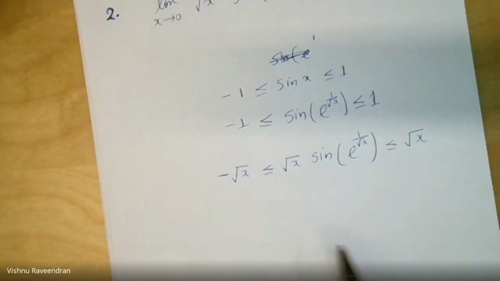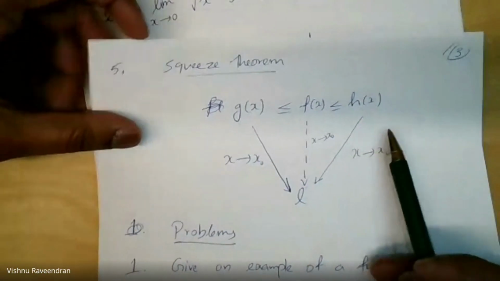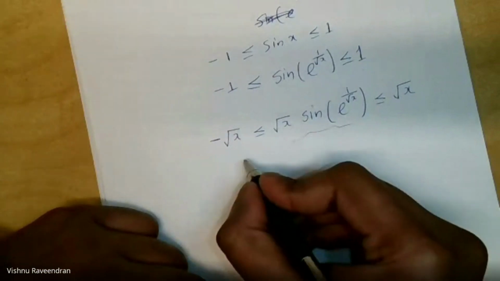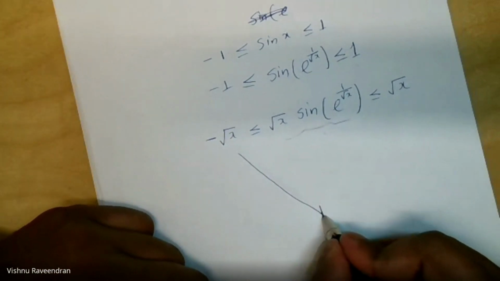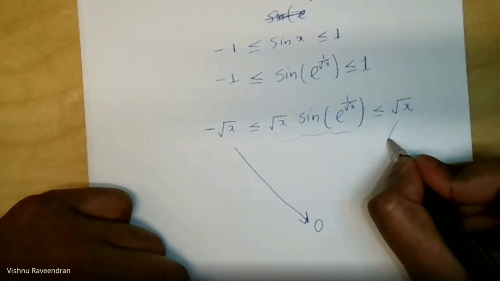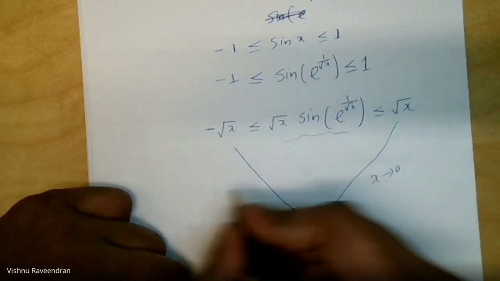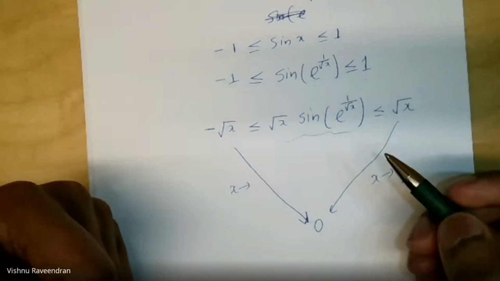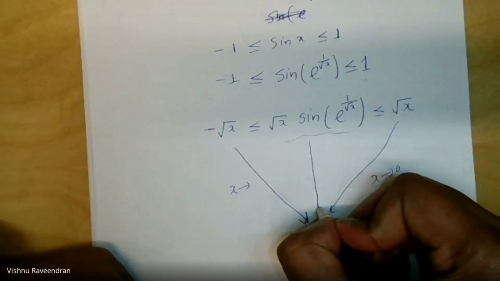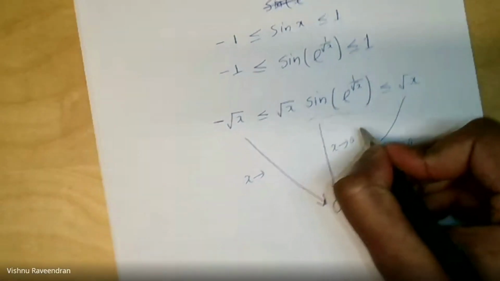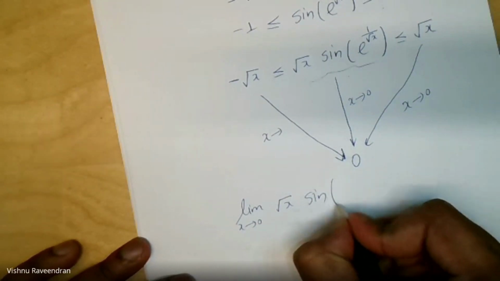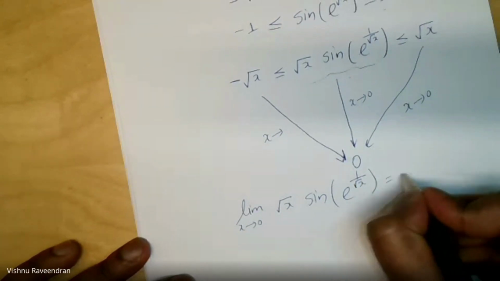Now we use our tool, which is the squeeze theorem. So we have this function we can bound by root x and minus root x. Now we know as x goes to 0, minus root x also goes to 0, and plus root x also goes to 0. Now this squeeze theorem, what is it saying? The middle function will also automatically go to 0 as x goes to 0. So we get limit x going to 0, square root of x sine e to the power 1 by root x equal to 0.